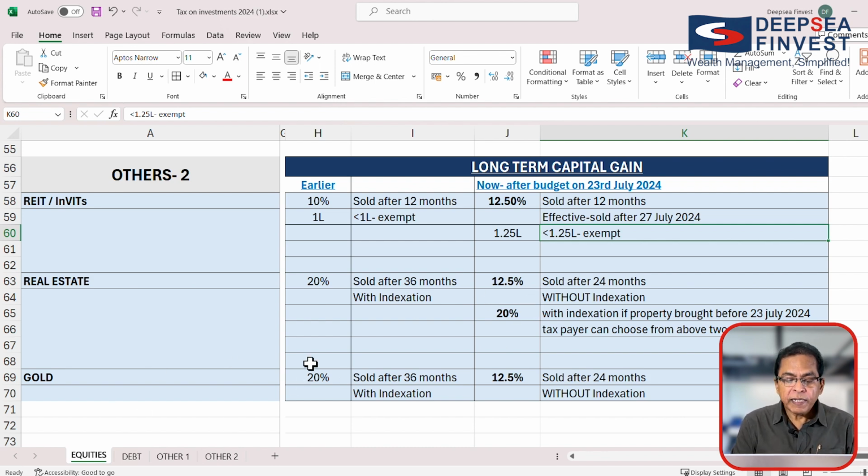Coming to gold, earlier the taxation was 20% if sold after 3 years with indexation, but now indexation has gone. From here the tax is a flat 12.5% if gold is sold after 24 months. So this is how the taxation will work here.